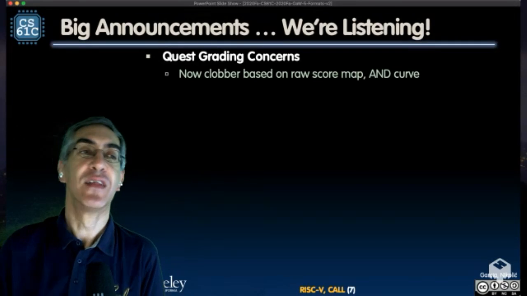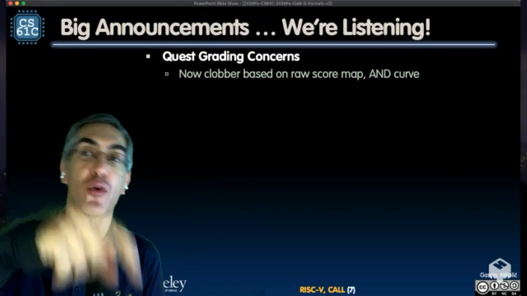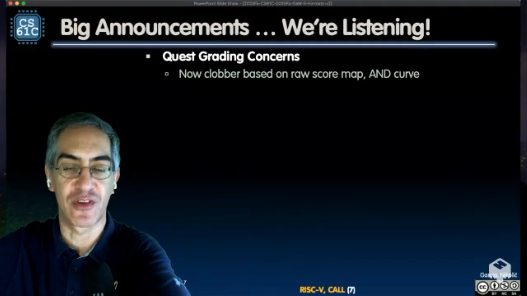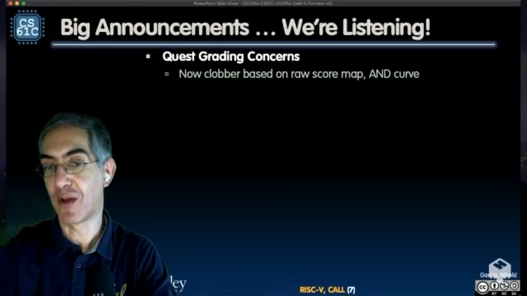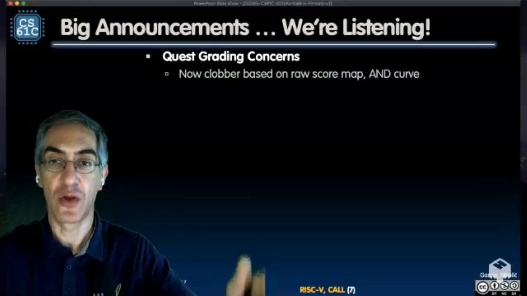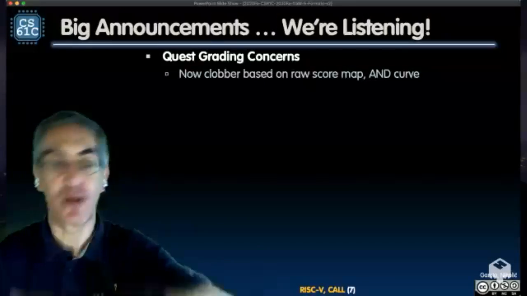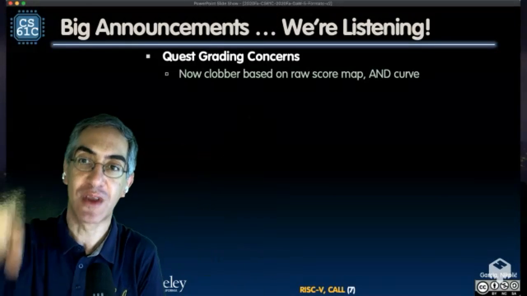So that the clobber is going to be based on either the curve or the raw score. Basically, raw score, let's say out of 30. Let's make the question in the midterm around the quest material out of 30. Whatever score that is out of 30, compare with your actual quest score out of 30. If the midterm is higher, it's a new score. And if the curve is better, then that's your new grade. So whichever is better for you, we'll do that. That's a big deal. So we're giving that to you.